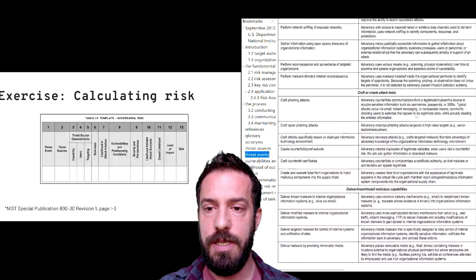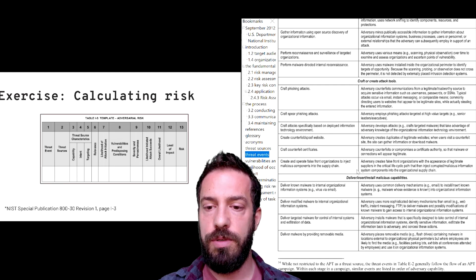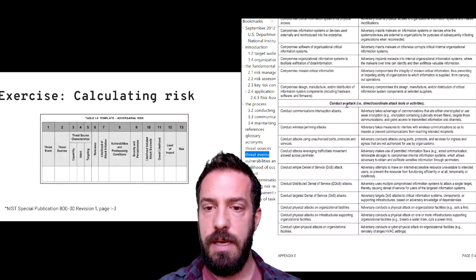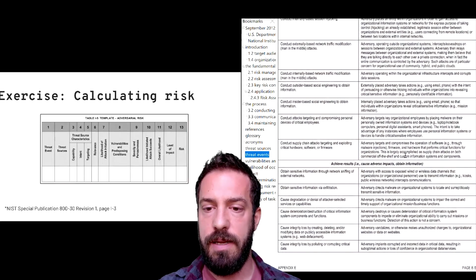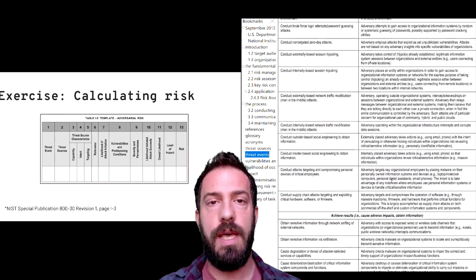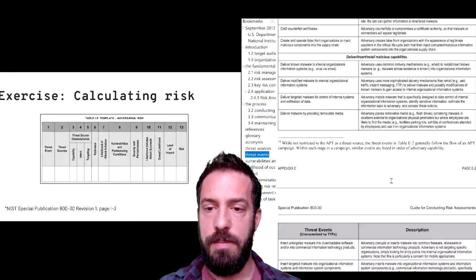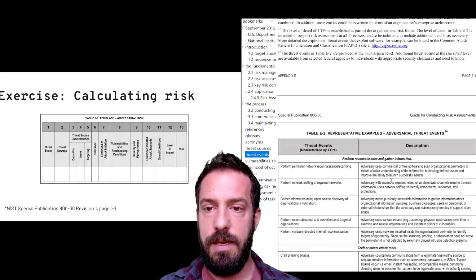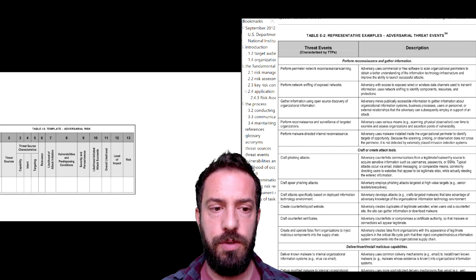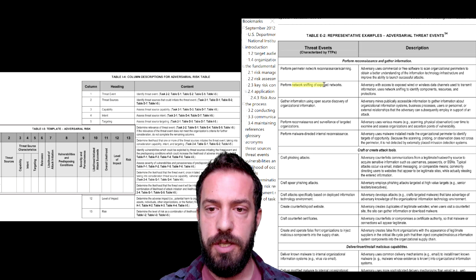If you see, the tables are split into different groups: reconnaissance, craft or create attack tools, deliver malicious capabilities, exploit and compromise, conduct an attack, and achieve results. These processes roughly map to the kill chain we saw in previous modules. There are many of them here, as you can see. Let me choose one. Let's choose network sniffing of exposed networks. So I'm choosing this one.